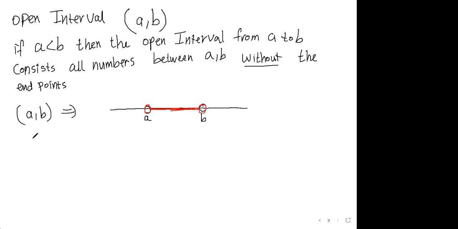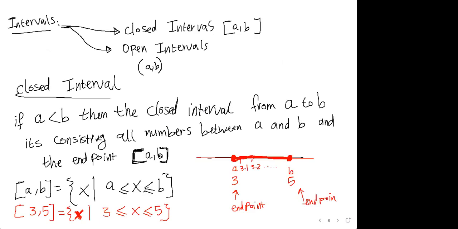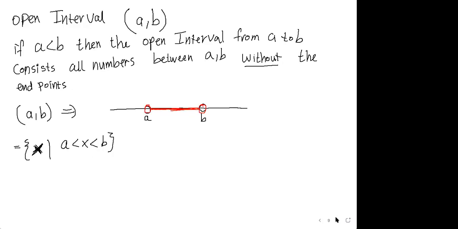Okay, how can I denote this one? Again, this is equal to {X such that A is less than X, less than B}. X means any value. Here there is no equal. See? Here there is no equal. But look back here, we have equal. Here we don't have equal. A less than X less than B. This is the open interval. This means A and B are not included inside this interval.